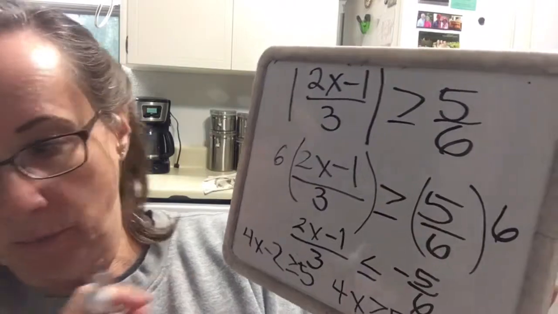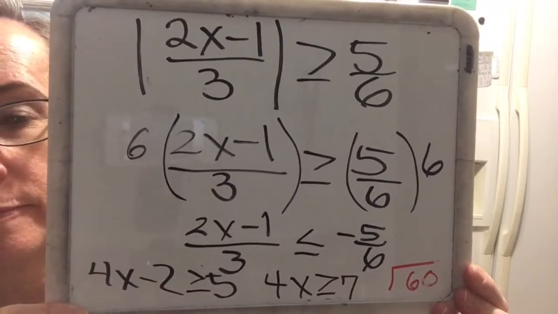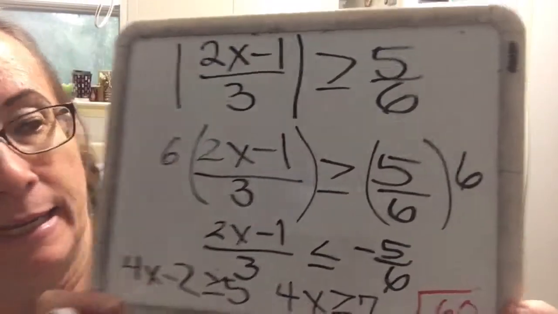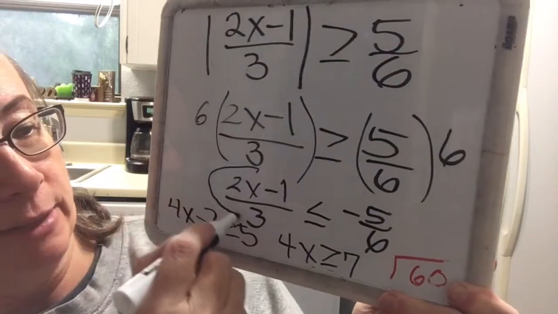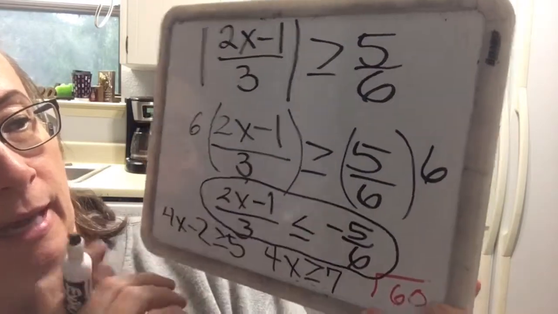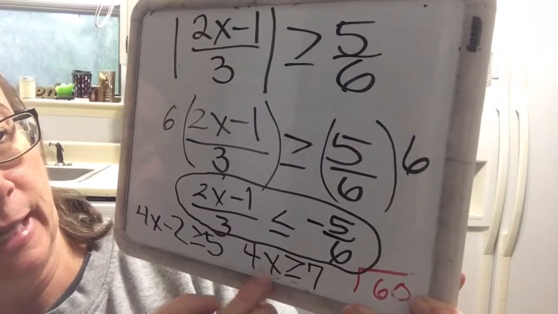Let me see where I can write it. I think we're going to have to get another board. So we're going to write that as x is greater than or equal to 7/4. This was the first part of the problem, and now we've got to come back and do this other one. We haven't done this one yet, but we have done the rest of it, and we've gotten x is greater than or equal to 7/4, which we have right here.